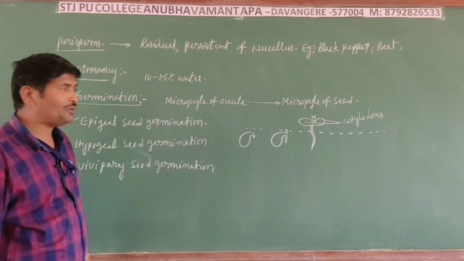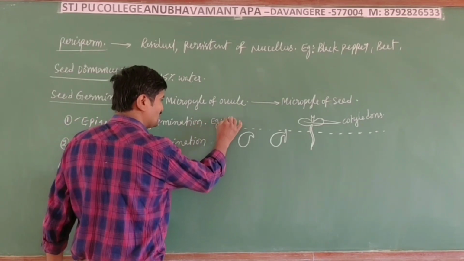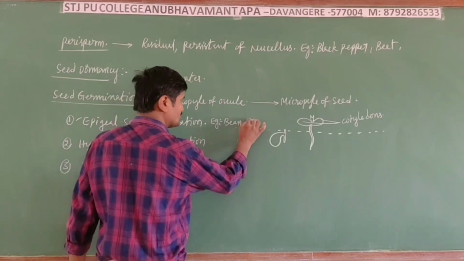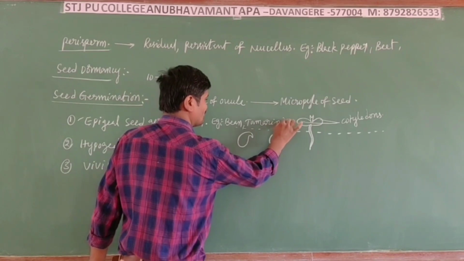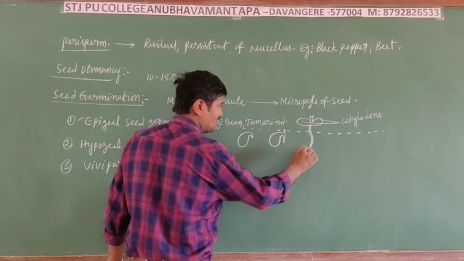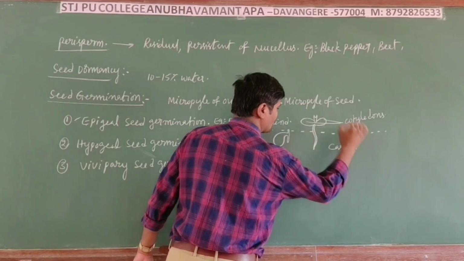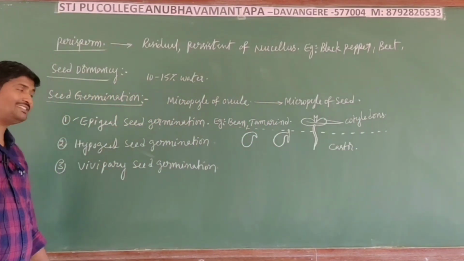What are the examples for epigeal seed germination? Examples: beans, tamarind. Next one, castor. These are the examples for epigeal seed germination.